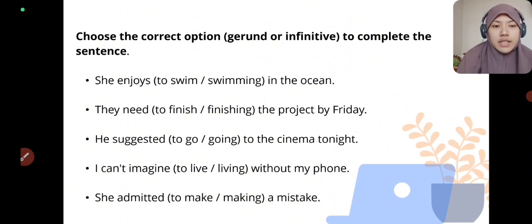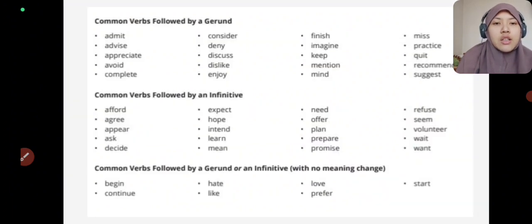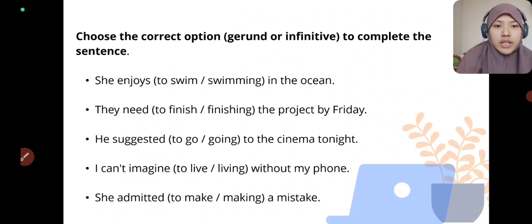Next, he suggested blah blah blah to the cinema tonight. What is the answer? Let's check. Suggest. Where are you? Yes, suggest. It's in the common verbs followed by gerund. So the answer is going. He suggested going to cinema tonight.